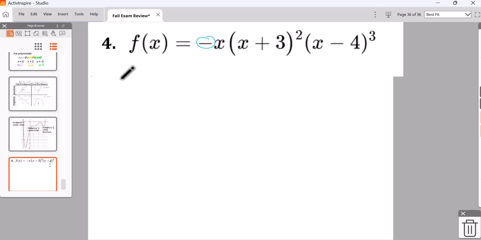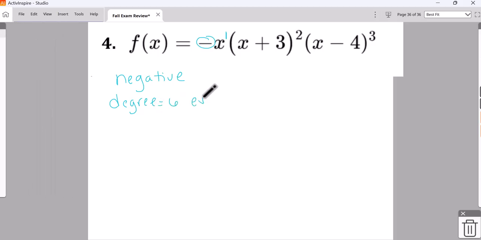So this would be a negative function. This would have an exponent of 1, an exponent of 2, and an exponent of 3. And so all together the degree is 6, which is even. And so it's even and negative. And then I have an x-intercept at 0, an x-intercept at negative 3, and an x-intercept at positive 4. So when I'm graphing these, this one would have a multiplicity of 1, this has a multiplicity of 2, and this one has a multiplicity of 3.